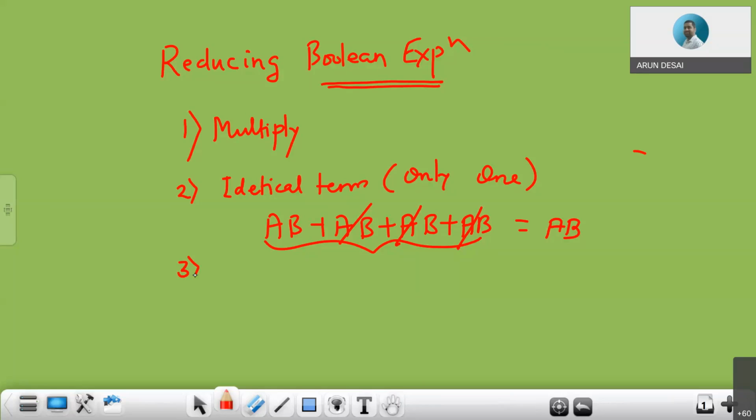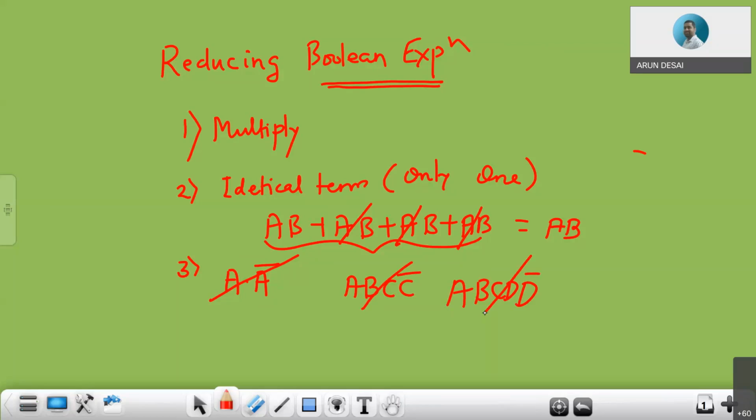Then the third rule is: look for a variable and its negation in the same term, and that term can be dropped. Look for a variable and its complement in the same term, for example A, B, C complement. This is also dropped. A, B, C, D complement is also dropped. So that term should be dropped.